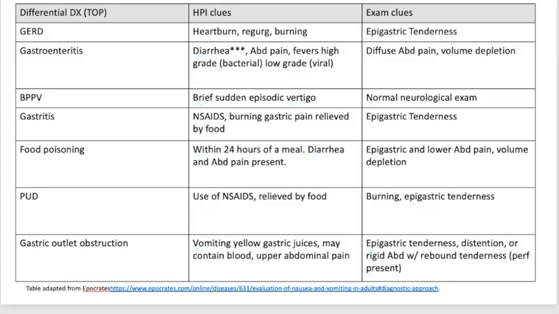So let's take a look at some of the top differential diagnoses for nausea and vomiting. And here are some HPI clues as well as exam clues. I put this into a nice little chart for you. This is adapted from Hippocrates. So you can see there the differences, whether diarrhea is present, and the location of the expected tenderness or pain, and it would be a good thing to print out and memorize.